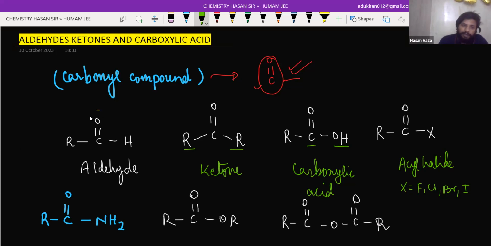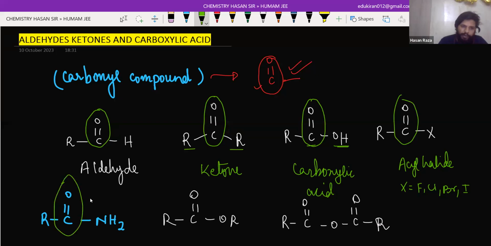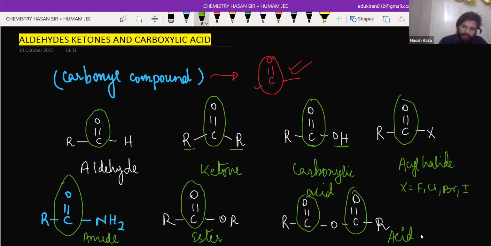Like in aldehyde, C double bond O is present. This is your aldehyde. RC double bond OR is your ketone. RC double bond OH, carboxylic acid. RC double bond OX, acyl halide. RC double bond ONH2, this is your amide. Now this you can see, this is your ester, in which C double bond O is present. Carbonyl compound we can call it. This is your acid anhydride. This functional group has a name, acid anhydride.